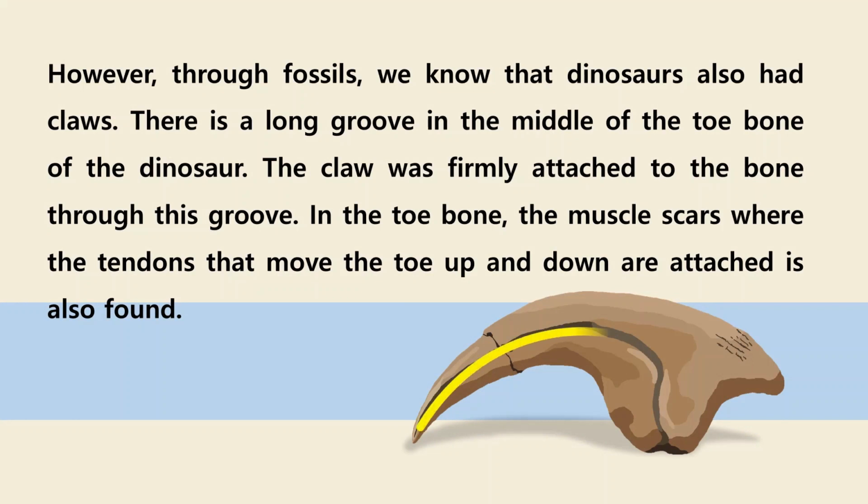There is a long groove in the middle of the toe bone of the dinosaur. The claw was firmly attached to the bone through this groove. In the toe bone, the muscle scars where the tendons that move the toe up and down are attached are also found.